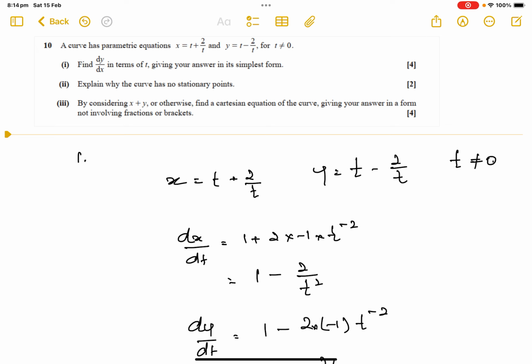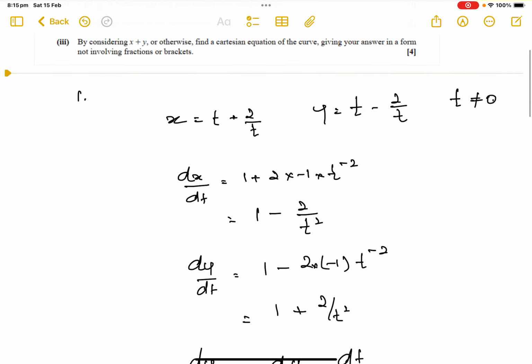A past question on pure mathematics from an Oxford and Cambridge past paper. A curve has parametric equations x = t + 2/t and y = t - 2/t, where t is not equal to 0. Find dy/dx in terms of t, giving your answer in its simplest form.